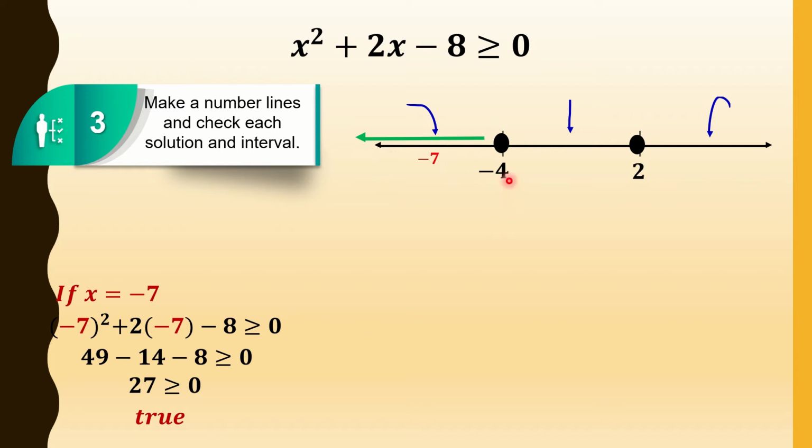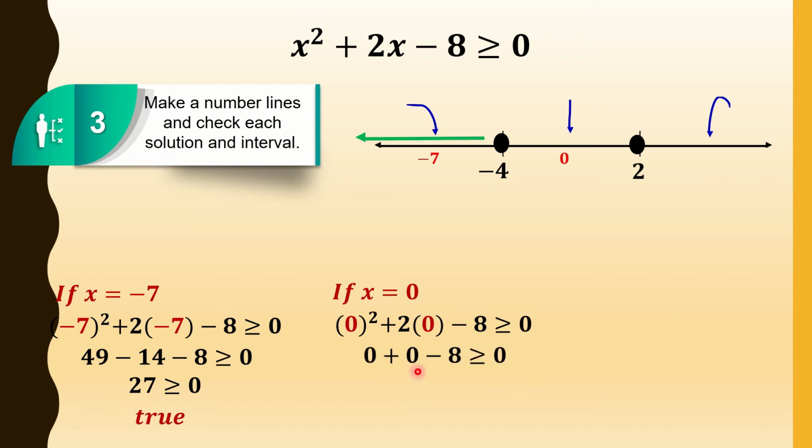Let us have numbers between negative 4 and positive 2. So for now, I'll choose 0. Now I substitute 0 into our quadratic inequality. So we have 0 squared plus 2 times 0 minus 8 is greater than or equal to 0. If I evaluate that, the answer will be 0 plus 0 minus 8 is greater than or equal to 0. Simplifying this, we have negative 8 is greater than or equal to 0. But negative 8 is less than 0. Therefore, this solution is false. We can't have numbers between negative 4 and positive 2.